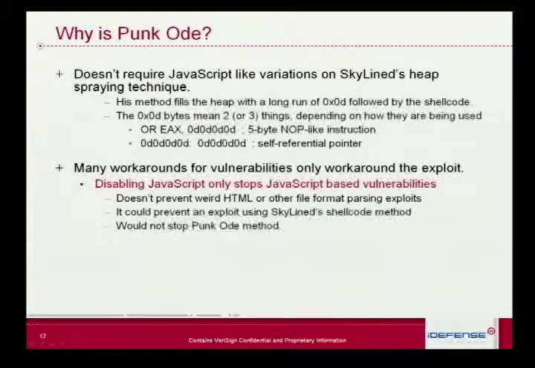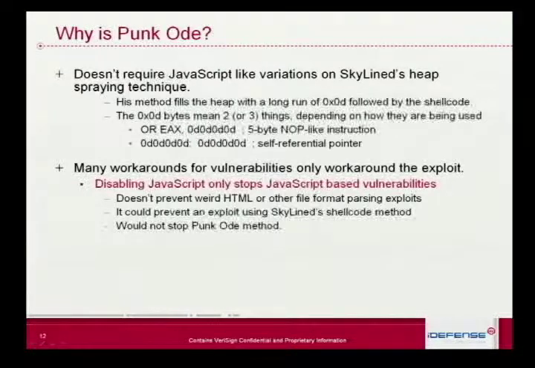So why would you want to use this method over, say, the Skyline's heap spraying method? His method fills a heap with a long run of 1 byte, which is the 0D, followed by the shellcode, and then the exploit runs. The 0D byte can mean a few things. It can either be the instruction OR EAX, 0D0D0D0D, which doesn't really do much except modify what EAX is. Or it can be a pointer to a memory address, which happens to be self-referential. So it's a safe address to reference, and it's safe to be dereferenced.